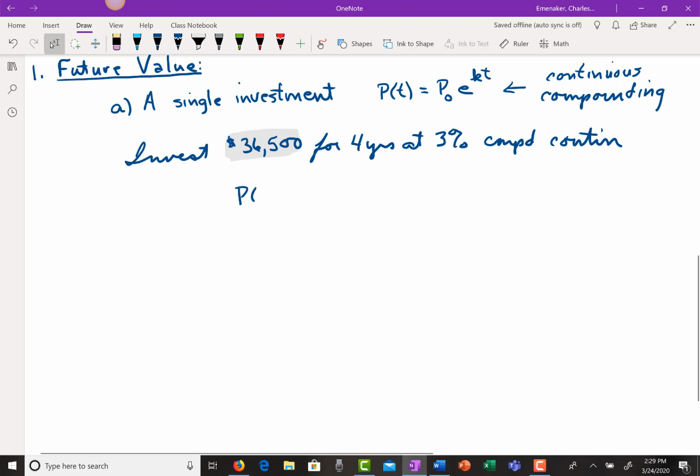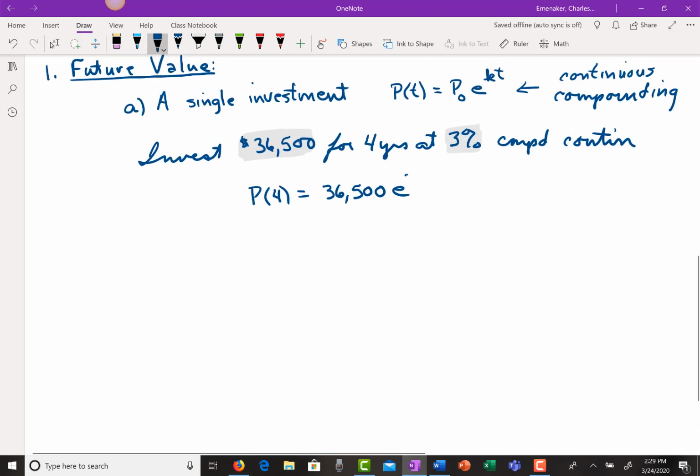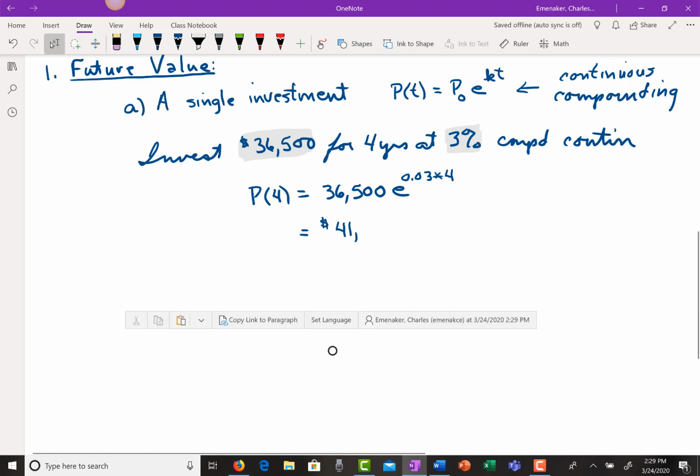So the amount of money that you would have in 4 years is going to be equal to the amount you started with, 36,500, times e to the k. Now that's the rate at which it's growing. And remember, when we use this rate at which it's growing, we need to convert it back to a decimal. So it's going to be 0.03 times t is going to be 4 years. So the amount of money that you would have at the end of 4 years investing like this would be $41,153.64.